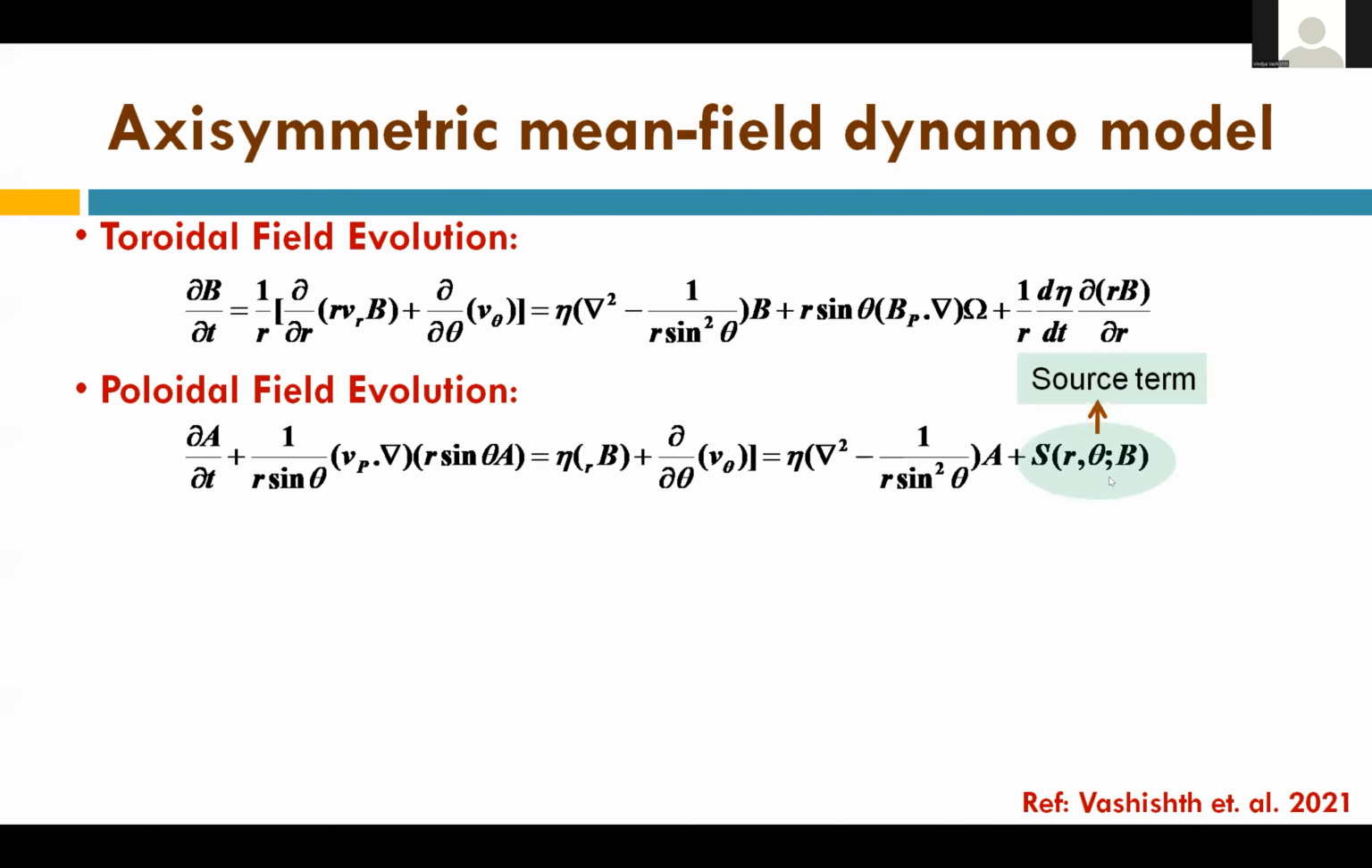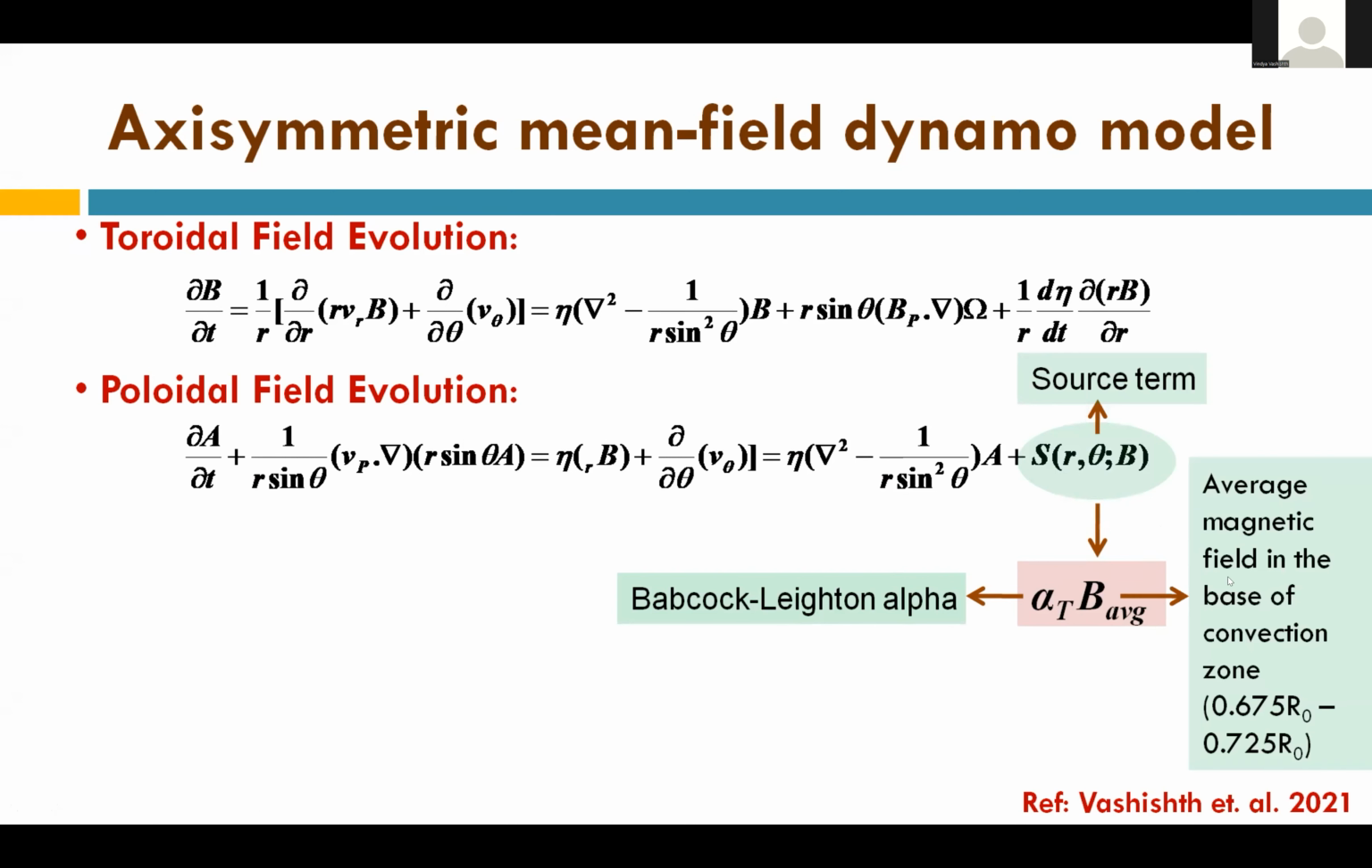Now, this source term is a very idealized form, which is denoted by alpha T. This alpha is the Babcock-Leighton alpha that we have used, and this magnetic field is the average magnetic field at the base of the convection zone. We have also introduced the magnetic field dependence of the turbulent diffusivity, as well as of the alpha, the Babcock-Leighton alpha that we have used.